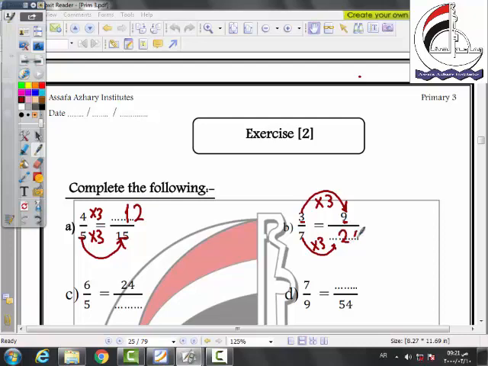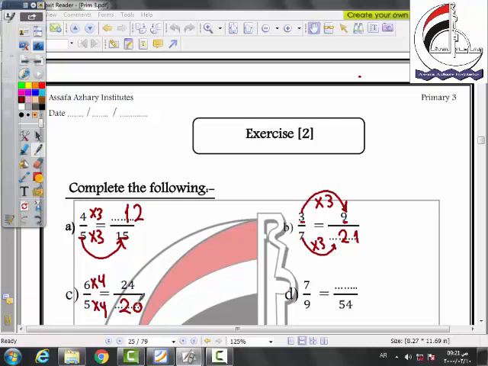Okay. 6 over 5 equals 24 over space. The 6 will be 24. We must multiply by 4, up and down. 6 by 4 is 24. 5 by 4 equals 20.